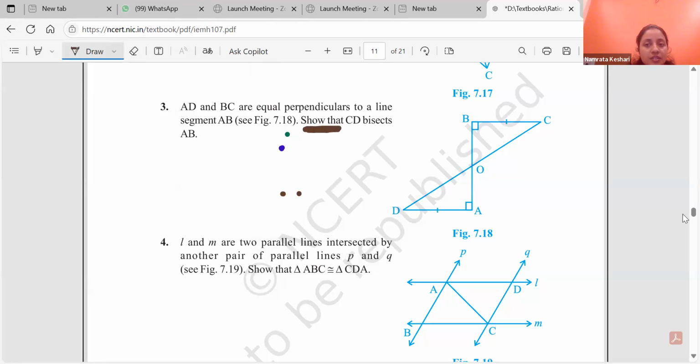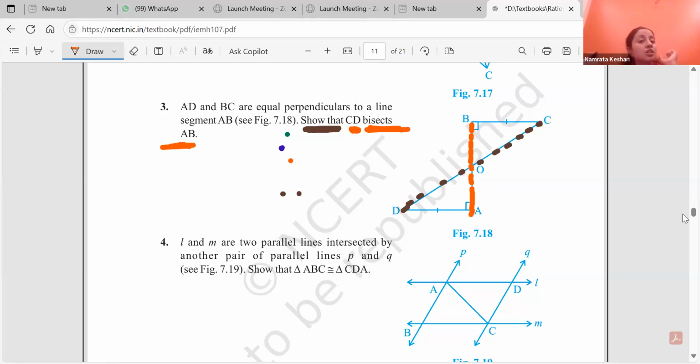Can you see the line segment CD and line segment AB? Yes, ma'am. We have to show that CD is cutting AB into equal parts. It is written CD. Which one is bisecting? CD. Okay, CD is bisecting, meaning cutting AB in two equal parts. So we have to show that CD is just cutting AB into equal parts.